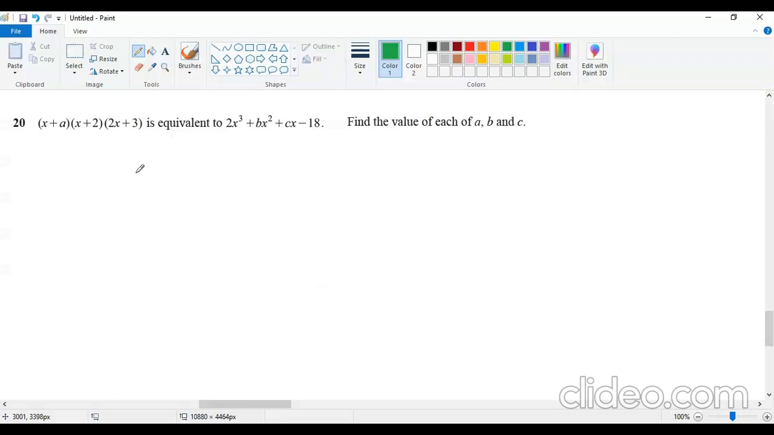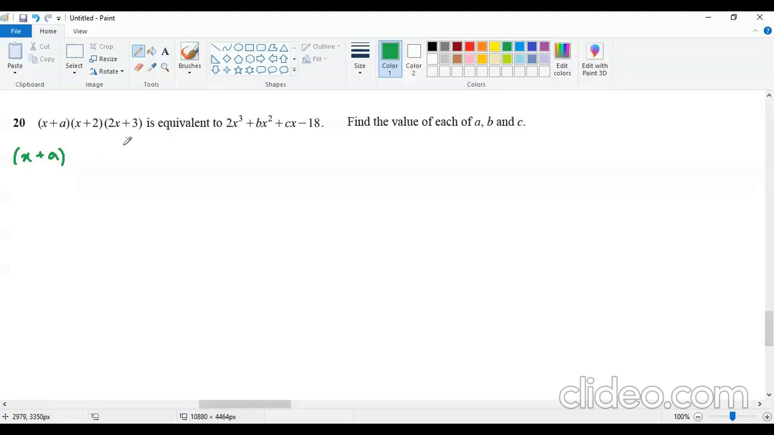In question number 20, it says the product of x plus a, x plus 2, and 2x plus 3 is equivalent to 2x cube plus bx square plus cx minus 18. Find the value of a, b, and c. So let's begin. In these types of questions, be very careful and specific about finding the product.